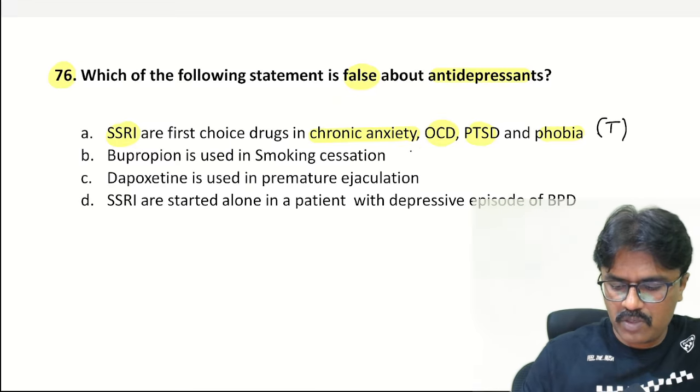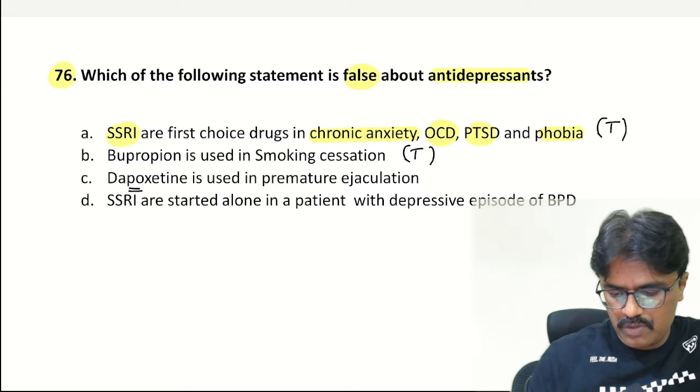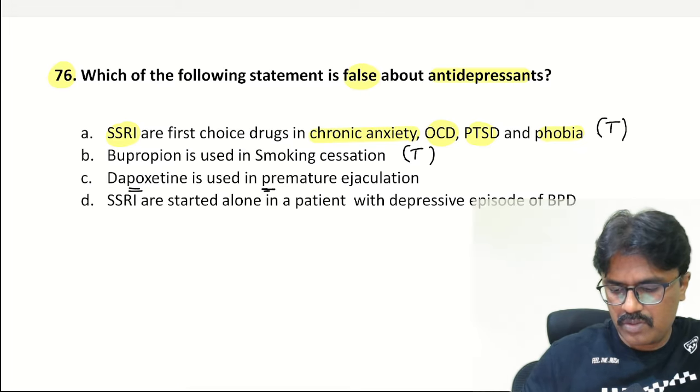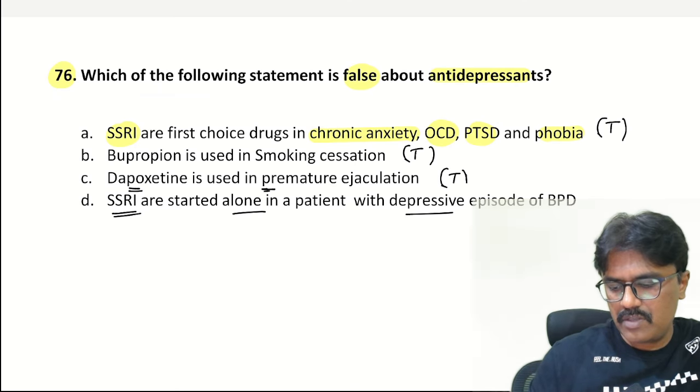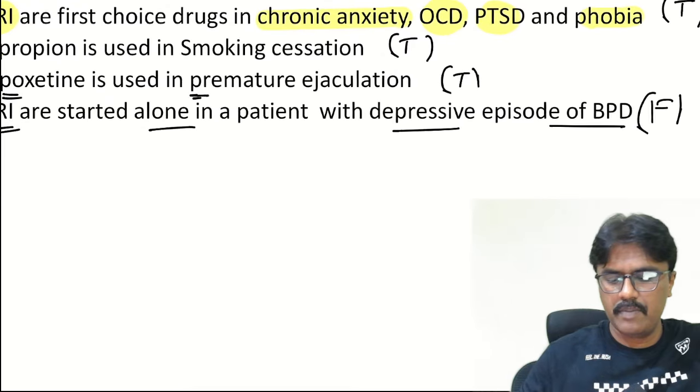Bupropion is used for smoking cessation, true. Duloxetine is used for premature ejaculation. I told you P for premature, true. SSRI is started alone in a patient with a depressive episode of bipolar disorder. That's a false one. Now, what is bipolar disorder?